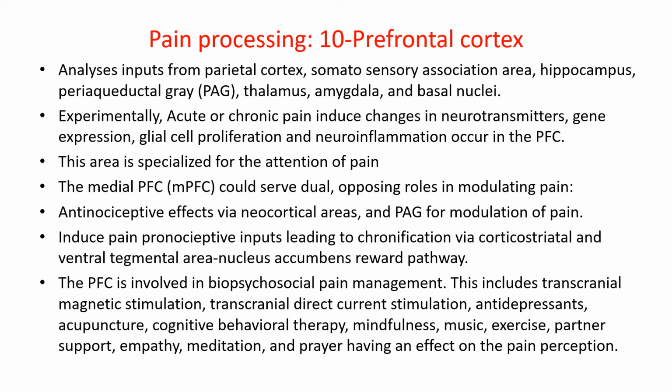There are two aspects or dual aspects in the medial prefrontal cortex. Each are opposing. One is anti-nociceptive, one is pro-nociceptive. The anti-nociceptive effects are modulated via the neocortical areas, reach to the periaqueductal gray and modulate the pain. That means that will stimulate the periaqueductal gray matter to release the endogenous opiates to suppress the pain.